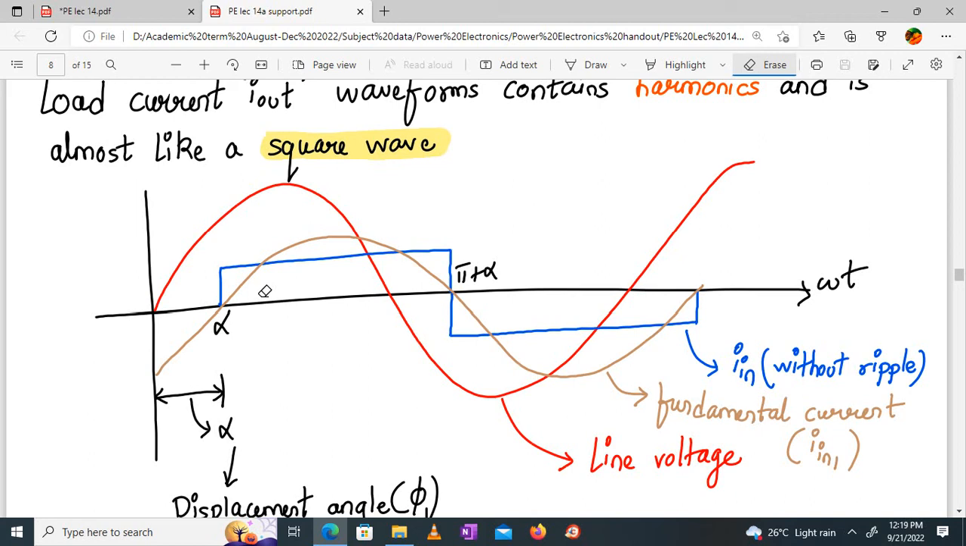You have never done a study of harmonics before anywhere? In mathematics? While we discuss performance parameters of semi-converter, we are again going to see that one quickly. Okay?